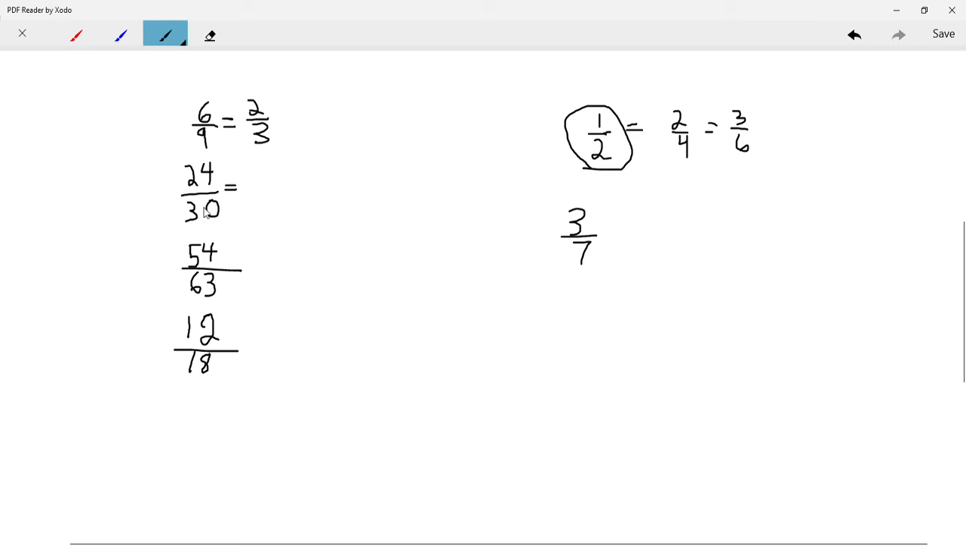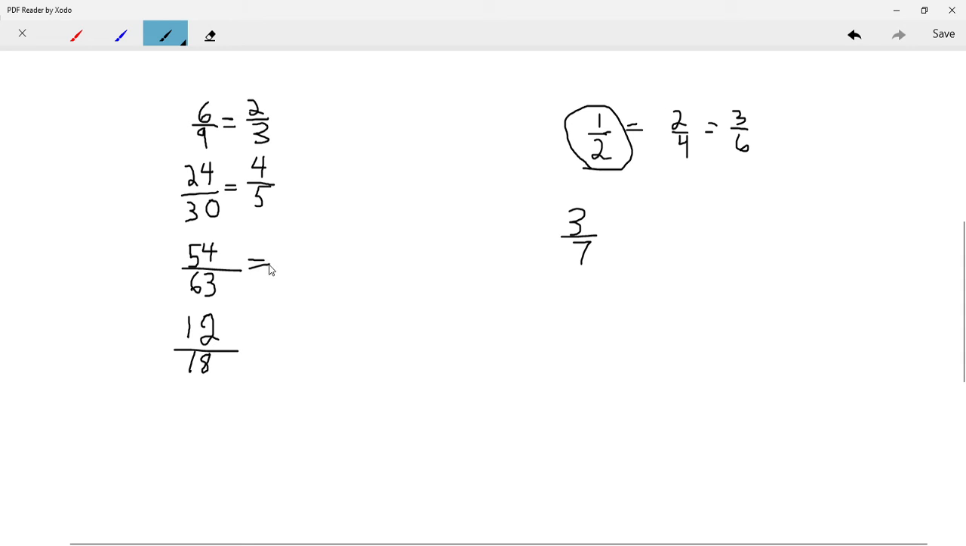24/30. So this one has a common, these are multiples of 6, right? So 24 divided by 6 is 4, and 30 divided by 6 is 5, right? So this one would be 4/5.